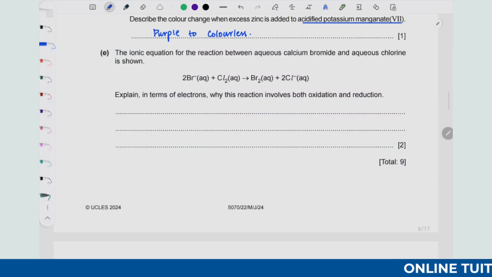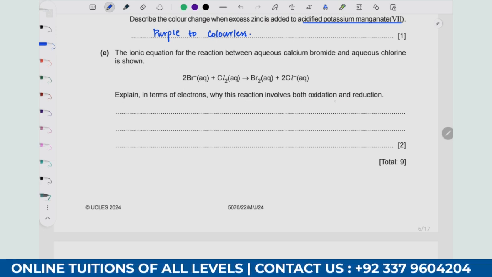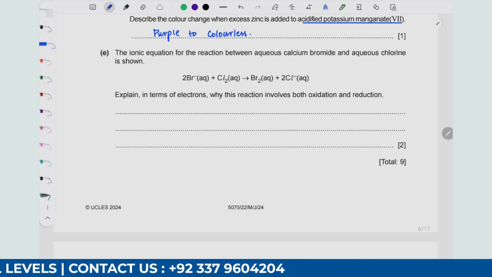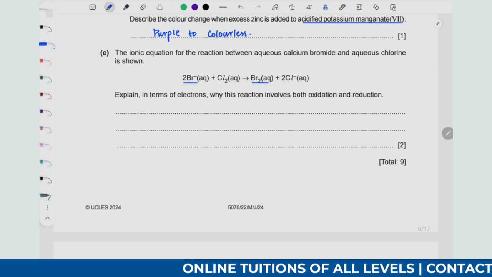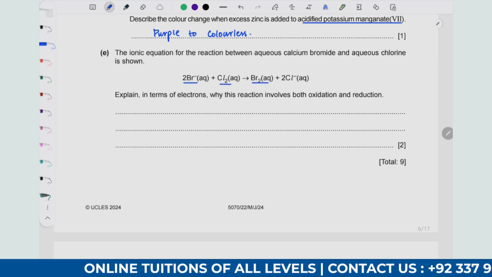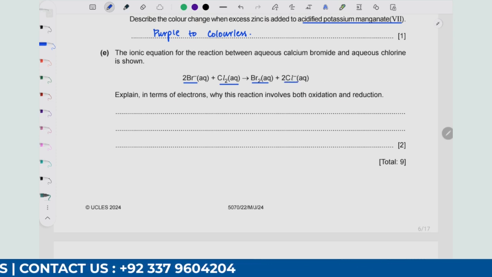Part E is saying that the ionic equation for the reaction between aqueous calcium bromide and aqueous chlorine is shown. Explain in terms of electrons why this reaction involves both oxidation and reduction. We can see in this reaction that the bromide ions are oxidized since they lose their electrons, whereas the chlorine molecule is reduced since it is gaining the electrons as shown by the negative sign.